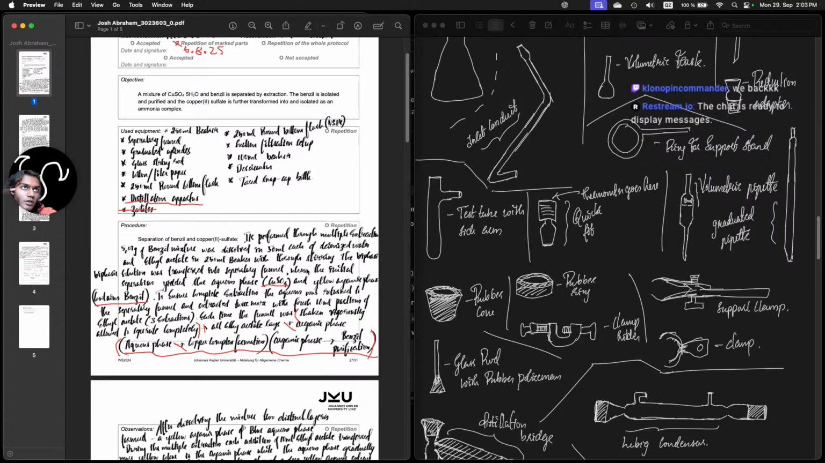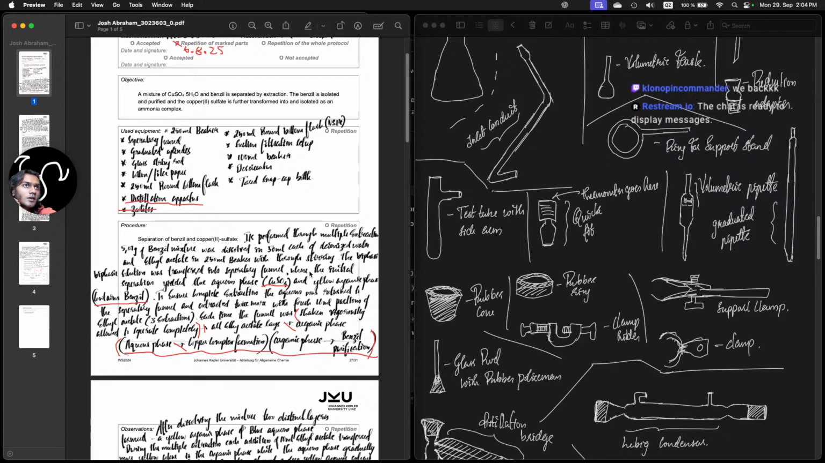Separation of benzil and copper sulfate is performed through multiple extraction. 5.01 grams of benzil mixture was dissolved in 30 milliliters each of deionized water and ethyl acetate in a 250 milliliter beaker with thorough stirring.